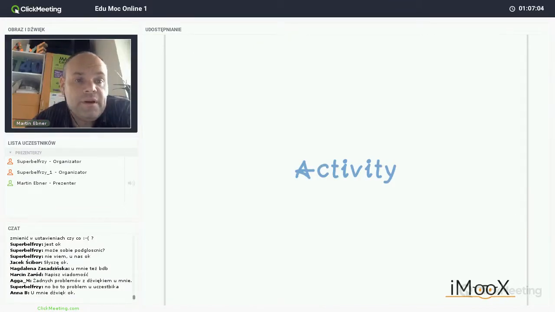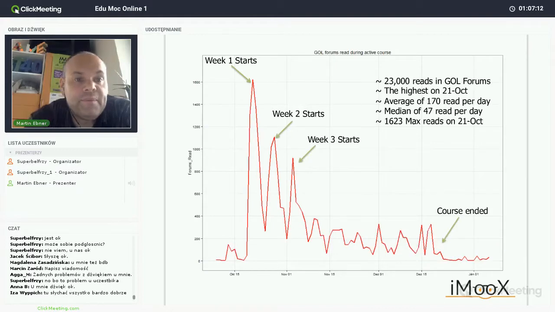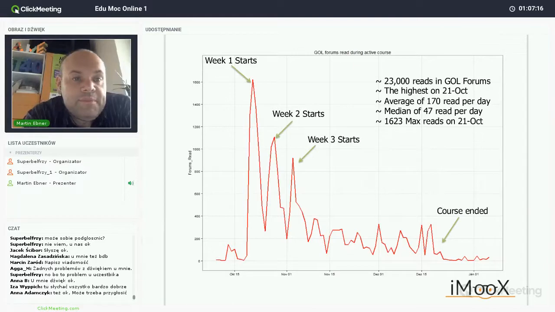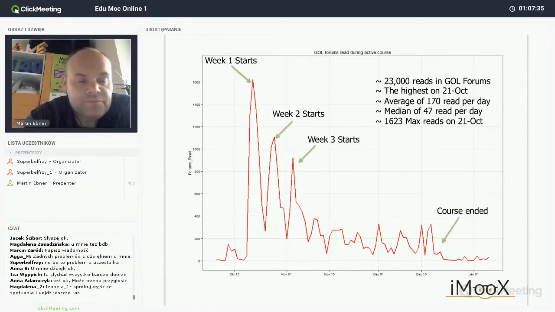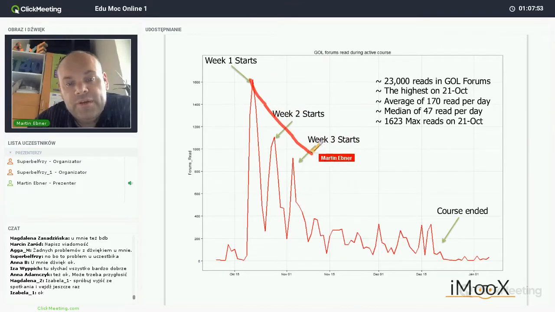Then the next thing I would like to show you is the activity in MOOCs, because in those online courses people are very engaged and active. You can see this from the numbers and statistics we get on the server. For example, in week one we have 1,600 reads in just the discussion forums. Typically the number of reads in discussion forums is very high on Monday, because on Monday the next lesson is available, as this is a new week. Of course, on the first day you have the highest reading rate in the forums, and typically it decreases along the week, which is just normal.